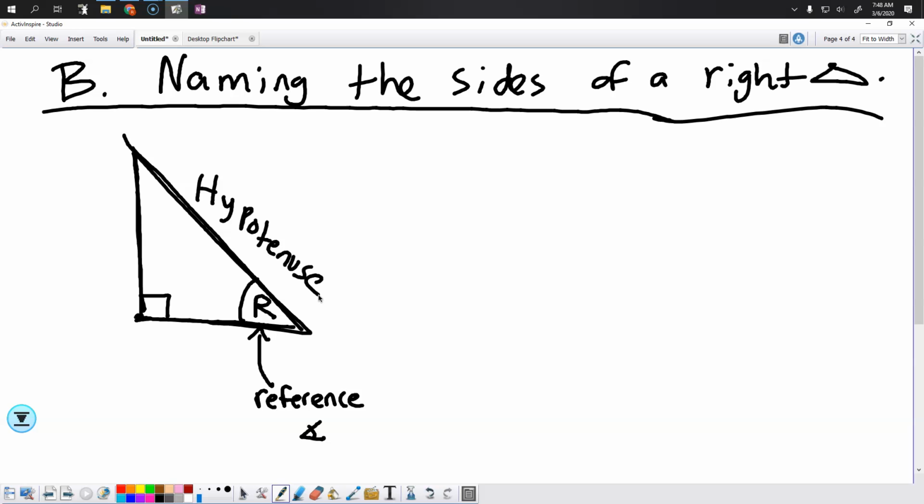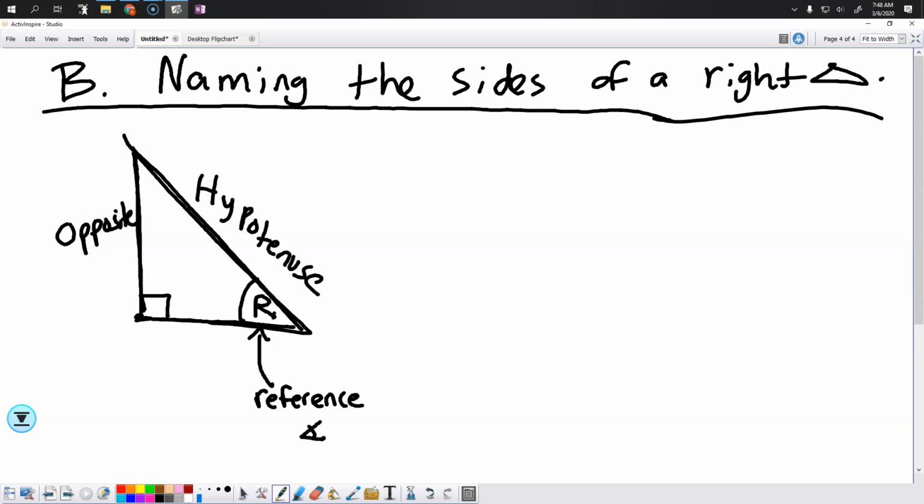So here's how this is. This is my reference point down here. This is my reference angle. So which side is opposite from that angle? Is it the one on the left or the one on the bottom? What do you guys think? It's the one on the left. It's all the way across from it, right? So this is what we call the opposite side then.